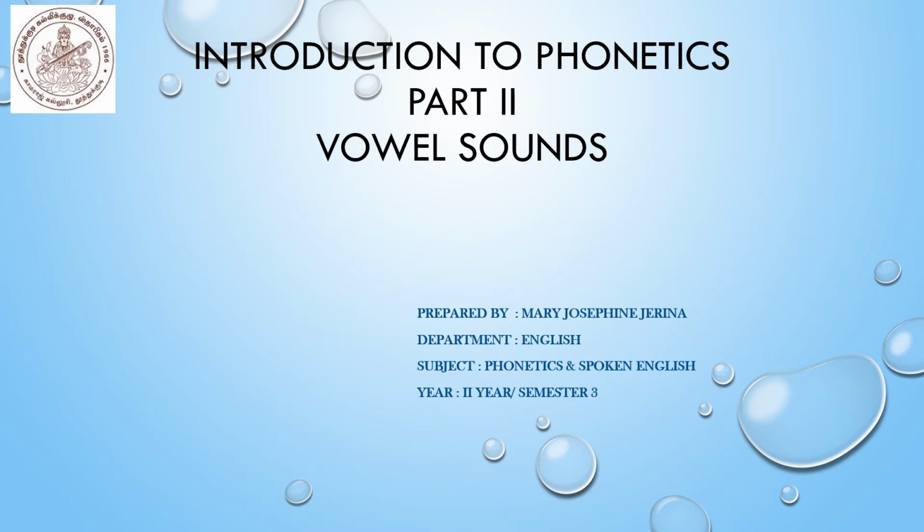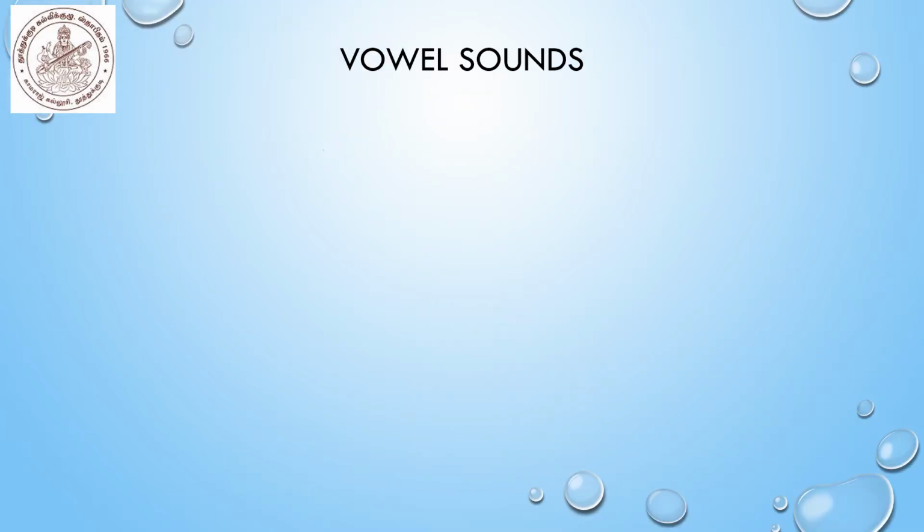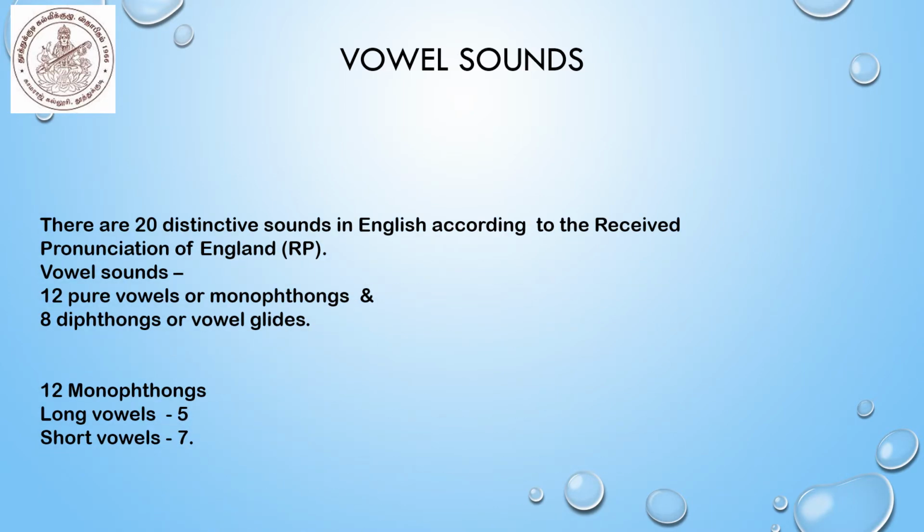Introduction to Phonetics Part 2. We have already seen about the terms in phonetics. And now let us move on to vowel sounds. There are 20 distinctive sounds in English according to the received pronunciation of England.